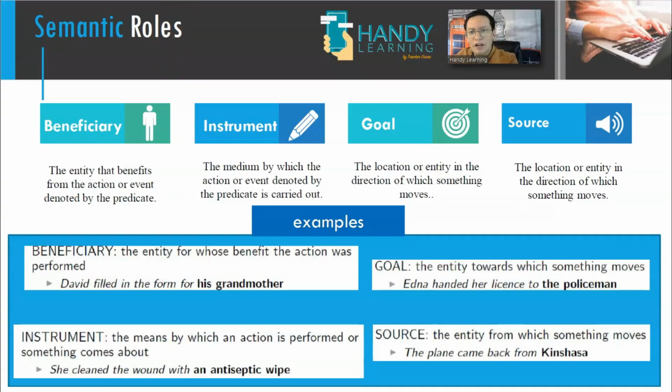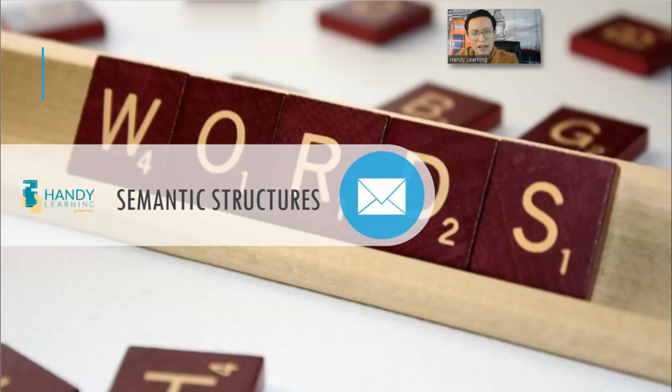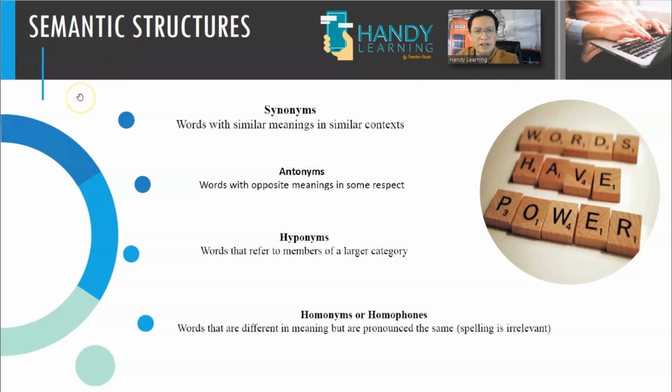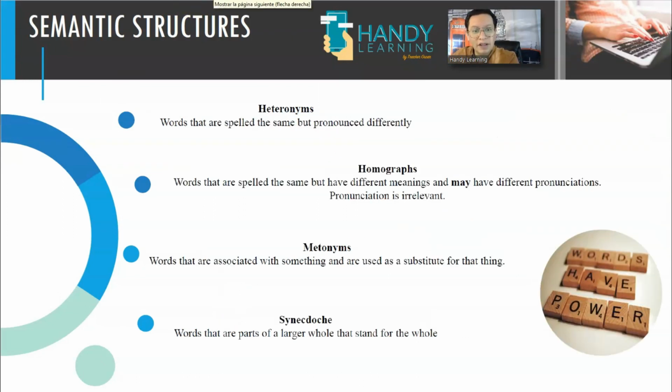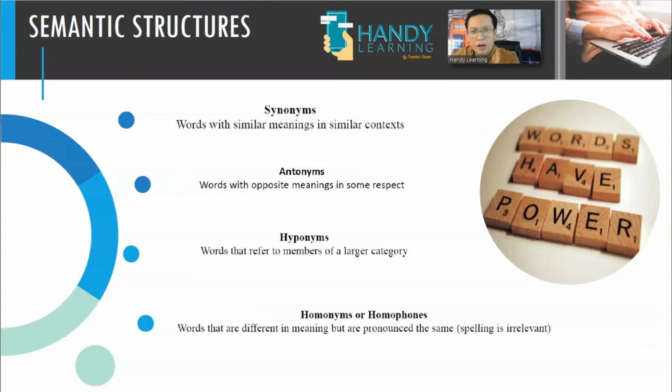Okay, now let's take a look at semantic structures or lexical semantics, which talks about words as units. We have different semantic structures: synonyms, antonyms, hyponyms, homonyms or homophones, heteronyms, homographs, metonyms, and synecdoche. I encourage you to open the PDF file included in the lesson.